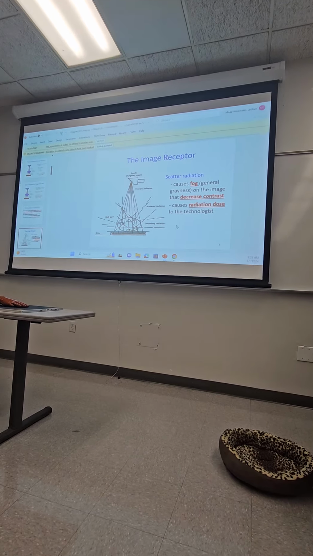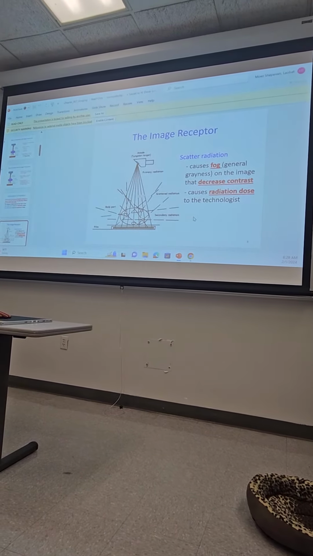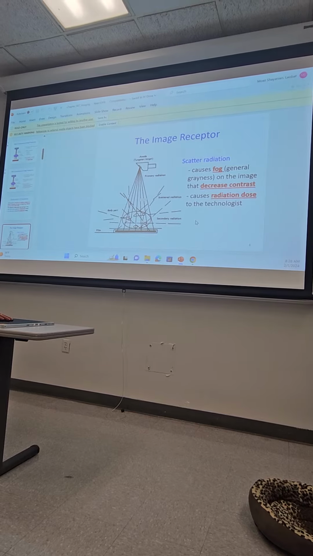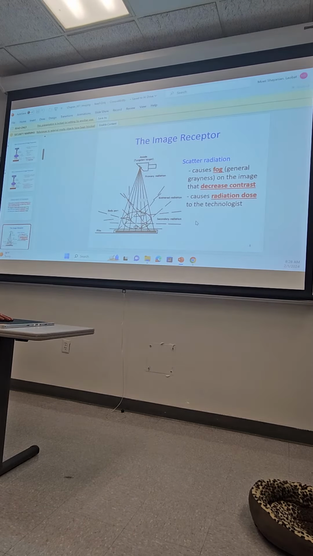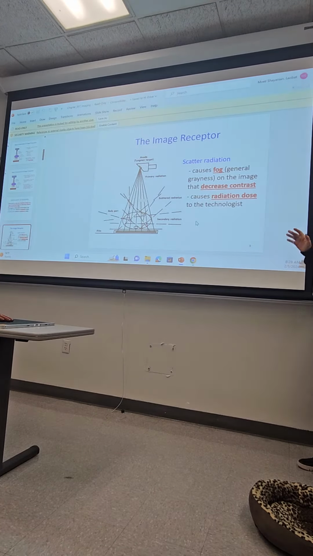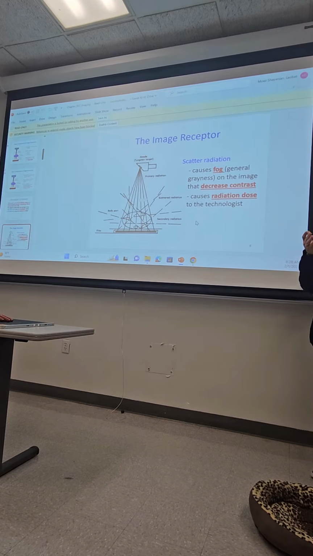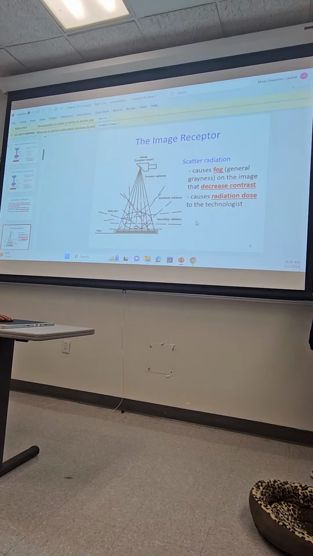I'll try to explain the technique we're going to use for osteoporosis compared to the normal patient, and the class is going to get confused. But again, let's talk about the scatter. The scatter affects the image quality. They call it fog, because the image looks foggy, like you're looking through fog. I'm going to show you.